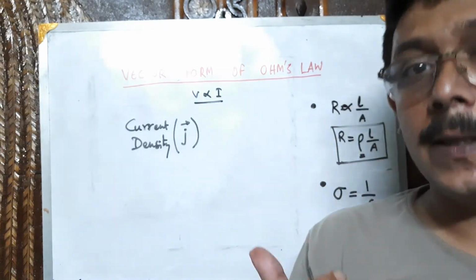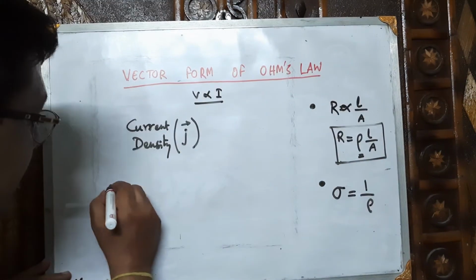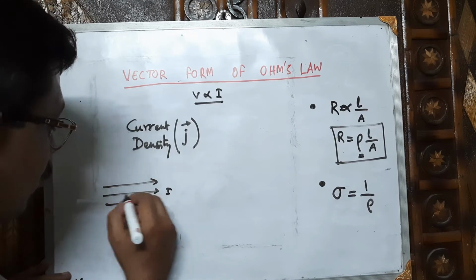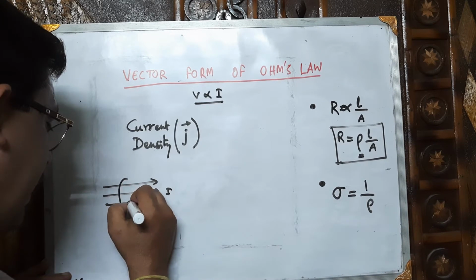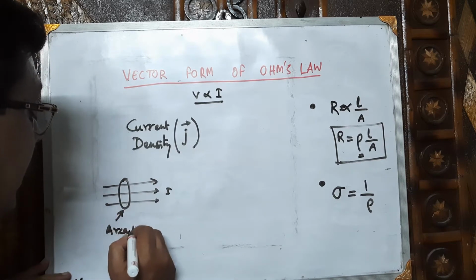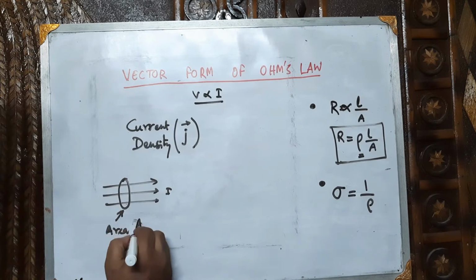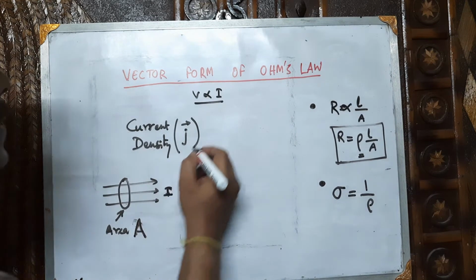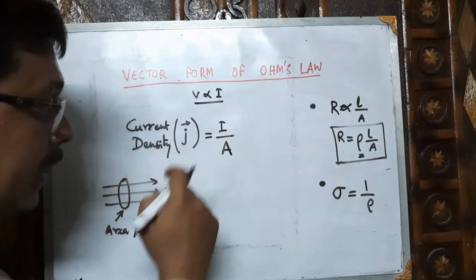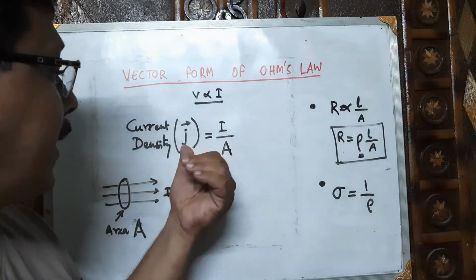Now we have to know what current density is. Current density says that when current passes through a certain area, suppose this is the current, I current is passing through an area. Suppose this is the area A. Through this area A you are sending the current I. Then what is current density? Current density is equal to current by area. That means the amount of current passing through a certain area is your current density.